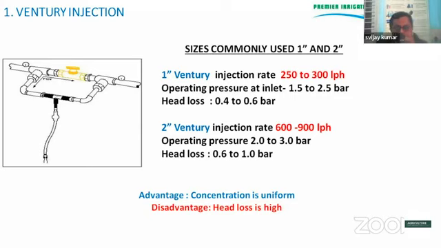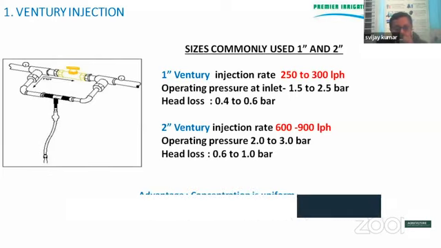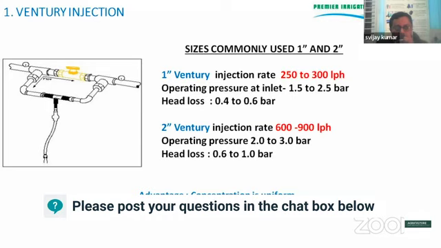If you have large areas, then generally farmers go for the 2-inch Venturi, which has an injection rate of 600 to 900 liters per hour. Since the size is higher, naturally the head loss also will be higher. The biggest advantage of the Venturi is that the concentration of the fertilizers applied remains uniform throughout. There is a small disadvantage, that is the head loss. Of course, nowadays Venturis are designed very well, and this is not an issue at all.